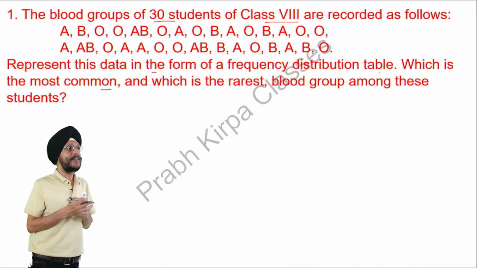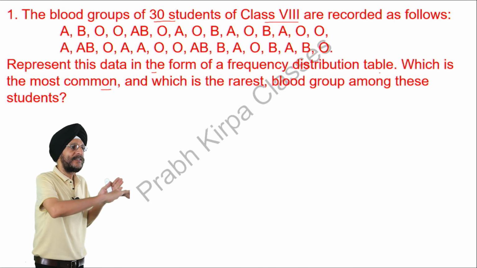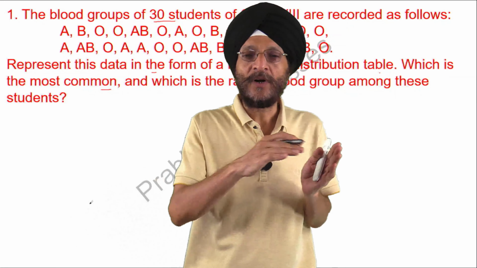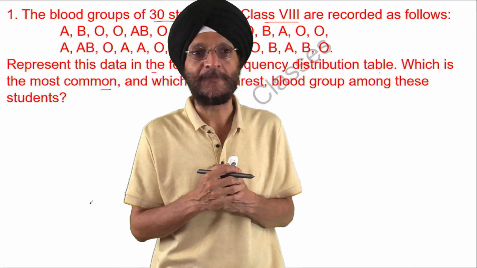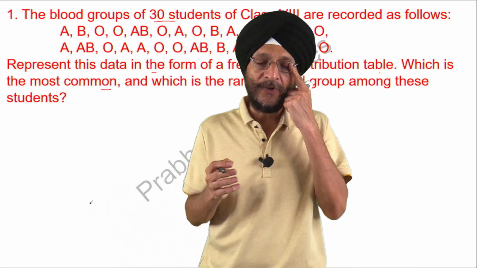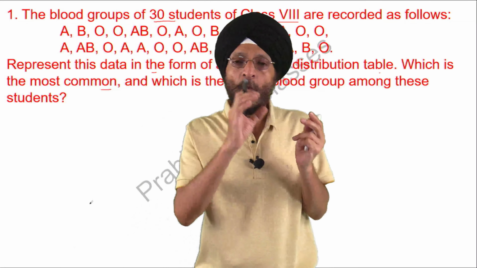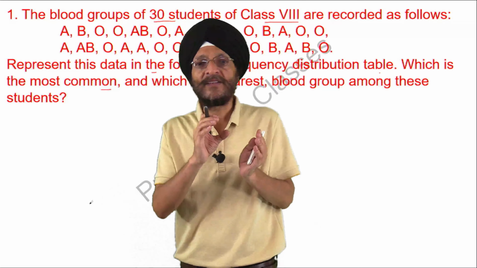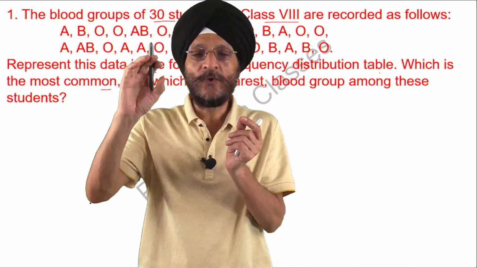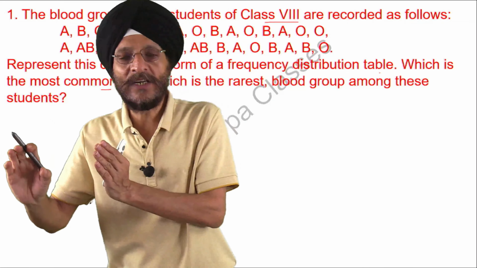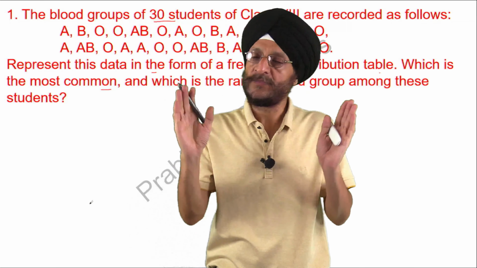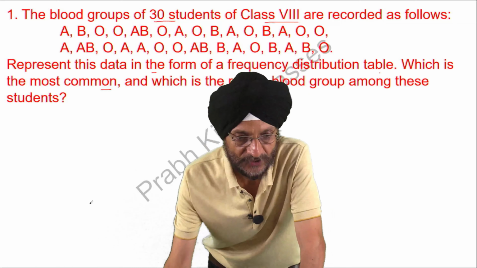Now, in this question, it is given that there are many students in the class and the blood groups of all these students have been recorded. We have been asked to form a frequency distribution table. A frequency distribution table means how many students have a particular type of blood group. That is, for each blood group, we are to count the number of students and represent the same in the form of a table.